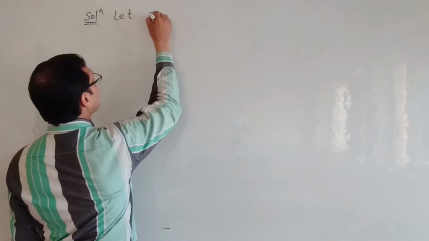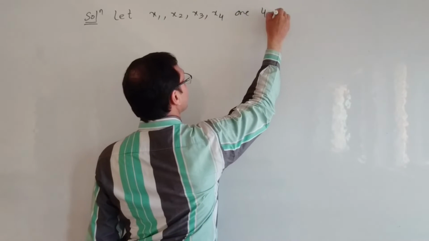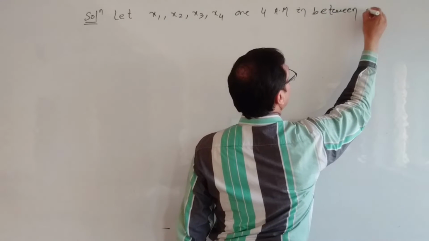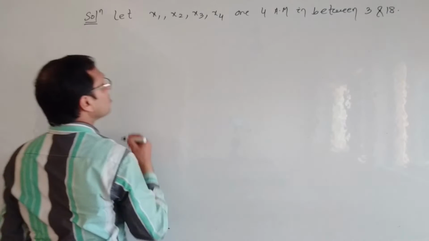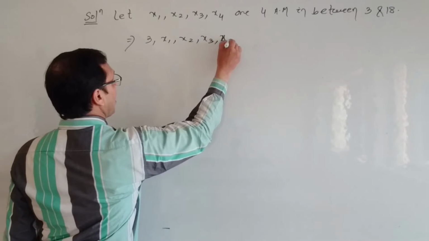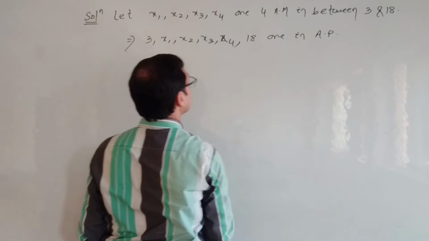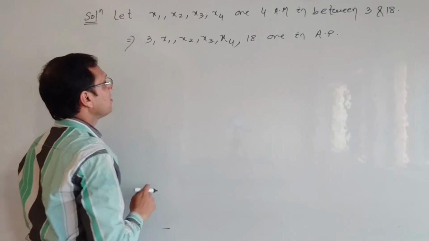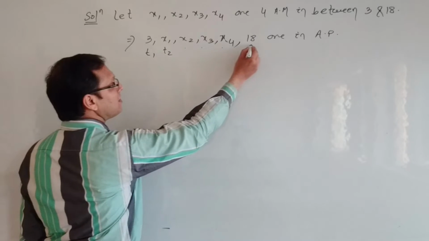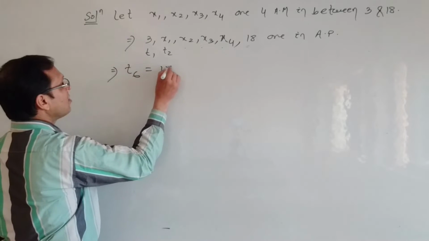Let x1, x2, x3 and x4 be 4 AMs in between 3 and 18. So that implies 3, x1, x2, x3, x4 and 18 are in AP, isn't it? So the resulting sequence is in AP, given. So from this we have T1, T2, T3, T4, T5, T6. So the 6th term is 18. You can write T6 is equal to 18.